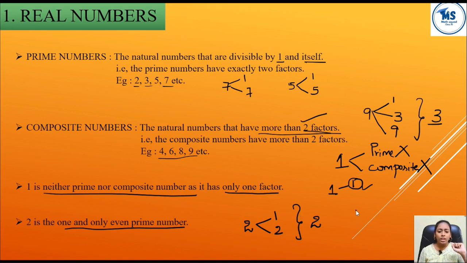Because we know that any even number can be written in the form of 2n, right? So by default 2 is a factor of that number, right? So obviously there can never be another even prime number. 2 is the one and only even prime number.